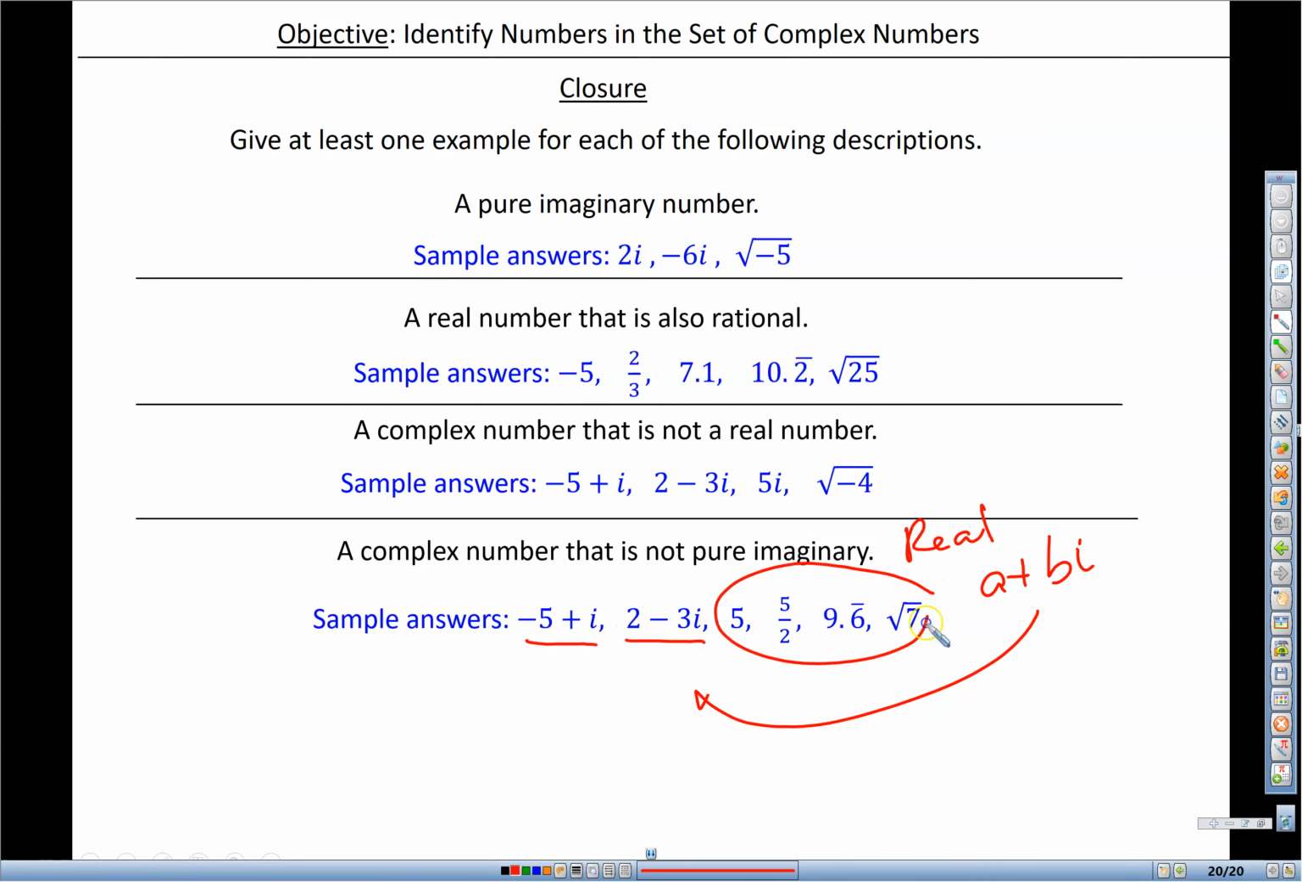All of these are real numbers. The 5 and the 5/2 and the 9.6 repeating are all rational numbers, and the square root of 7 is an example of an irrational number.